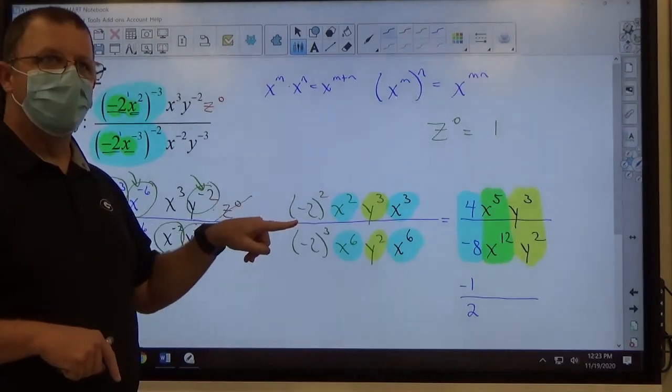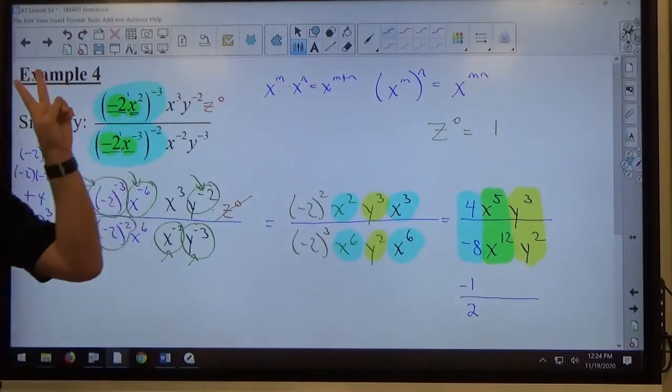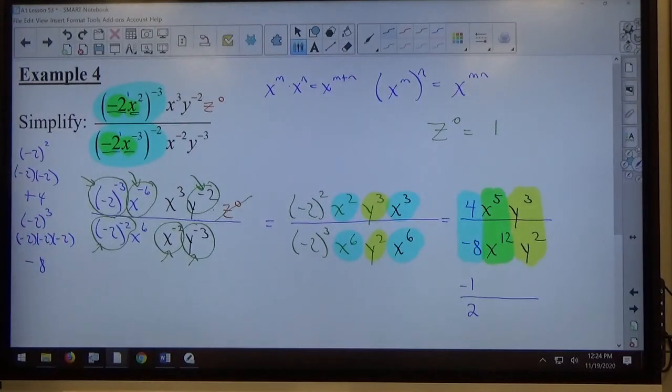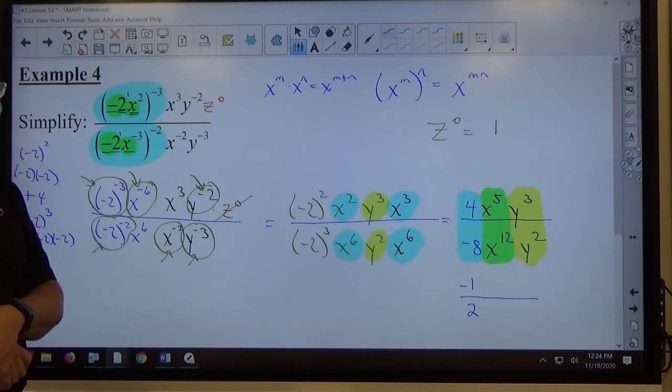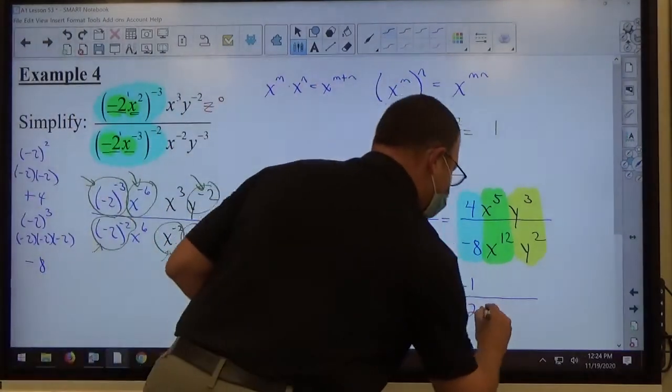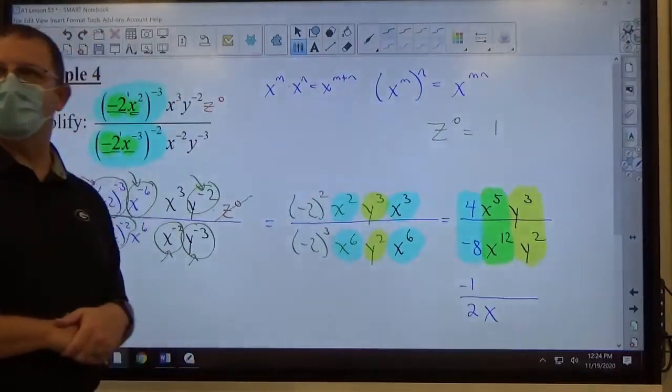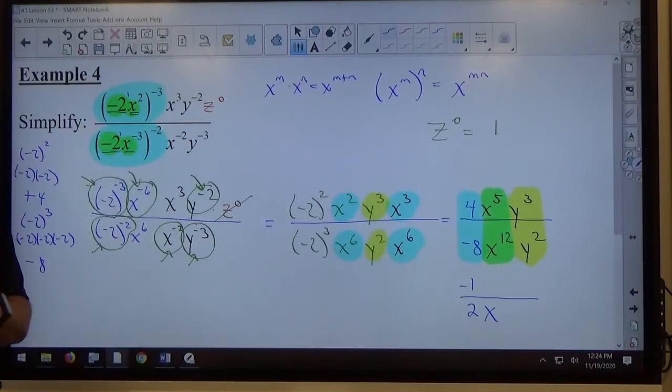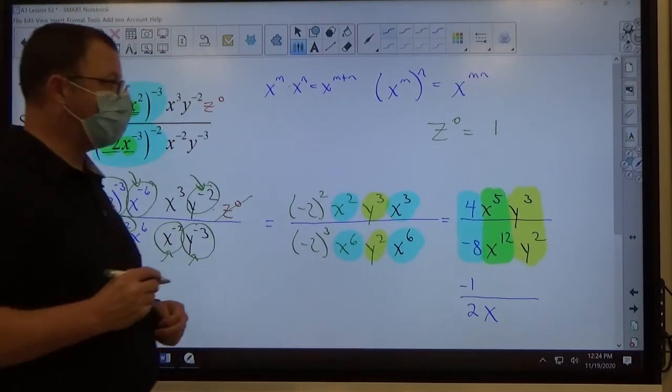The letters, you want to ask yourself 2 questions. Question 1 is, where's the bigger power? So where's the bigger power for x? On the bottom. On the bottom, that's where x belongs. And then what's the difference of the powers? You want to subtract the big minus the small. What's 12 minus 5? 7.